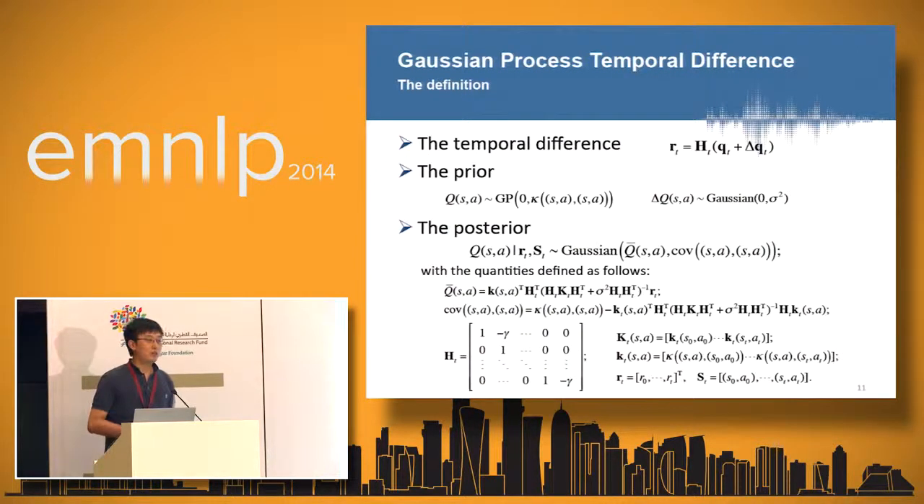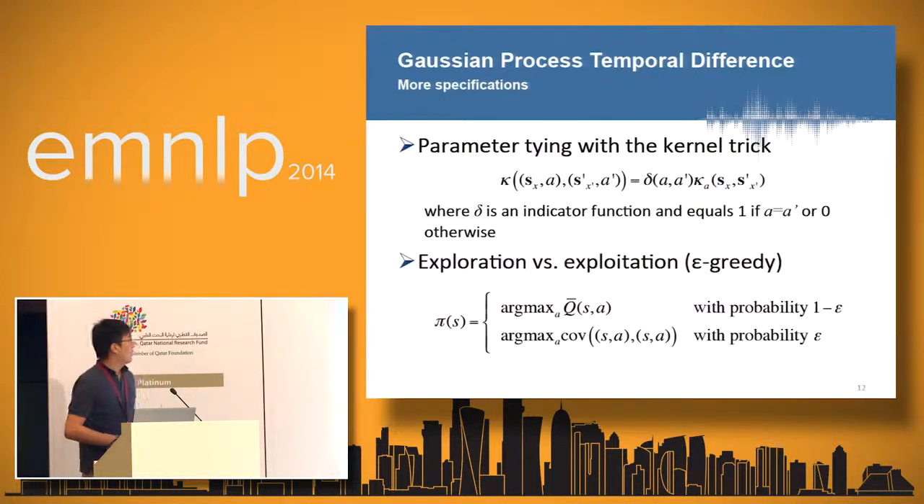So the basic idea of Gaussian process temporal difference is you put a Gaussian process prior for your Q value, and you put a Gaussian noise prior for your residual. And given a lot of data, you can infer your posterior, which is another Gaussian with the mean defined in this form and the covariance in this form. So I won't go into the mathematical details. It's pretty much a standard Gaussian process thing.